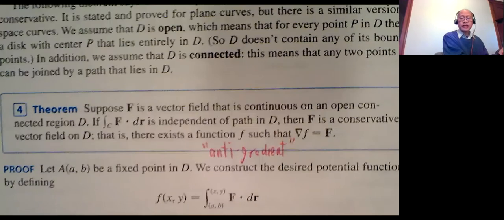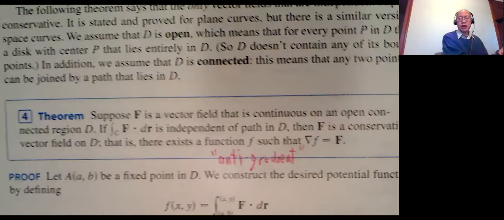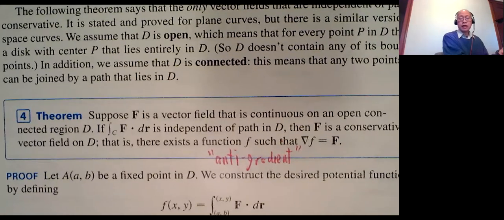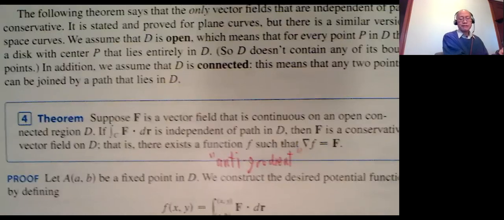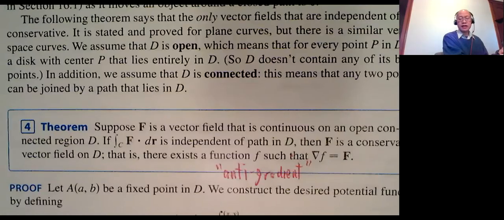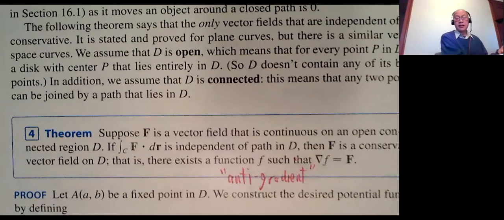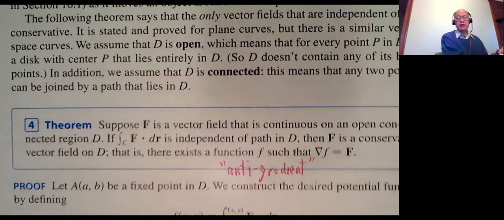So when I go from little f to capital F, I'm doing the gradient. We're going to be going backwards from capital F to little f. Okay, I coined the term anti-gradient. It's not standard. I don't think the book uses that anywhere, but I think you get the idea. I don't know if you feel like you can try to look it up on the internet if there is such a thing as anti-gradient, but if not, you know what I mean.